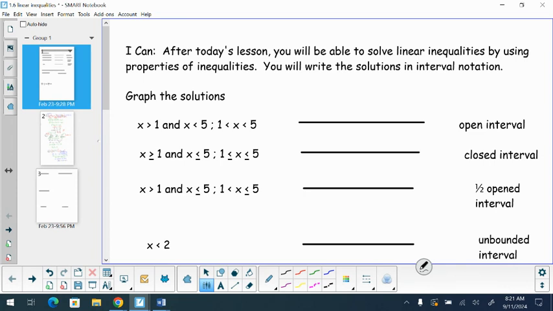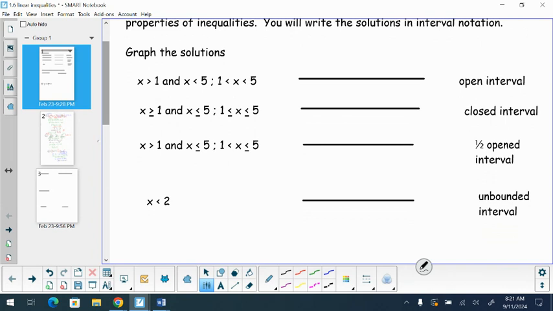If we take a look at a solution, x is greater than the value of 1, and also x is less than 5. If we look at our solution, x is greater than the value of 1, we have an open dot going to the right, and x is less than the value of 5, we have an open dot going to the left. Okay, these are things that hopefully you remember.